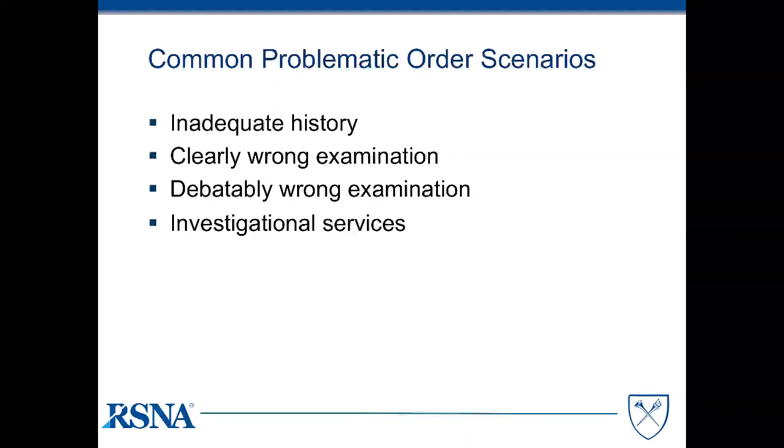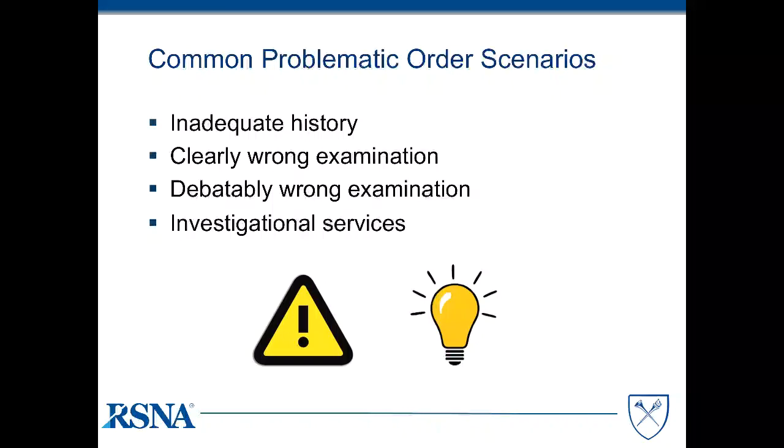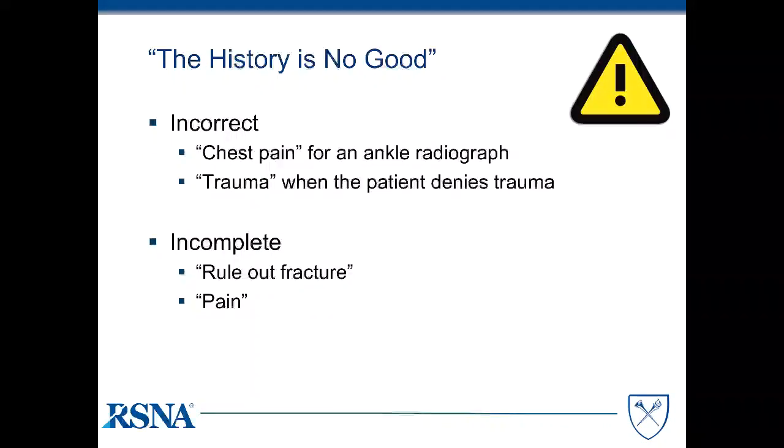Let's pivot now to some specific scenarios. And for each of these, we'll talk about both problems and potential solutions. The history is no good is one variation of this theme. In this case, the history can be incorrect or completely inapplicable, as in the setting of, say, chest pain, as provided for a history for an ankle radiograph, or trauma when the patient specifically denies trauma. How about rule out fracture or just generic pain? Sometimes these can be correct, but incomplete.